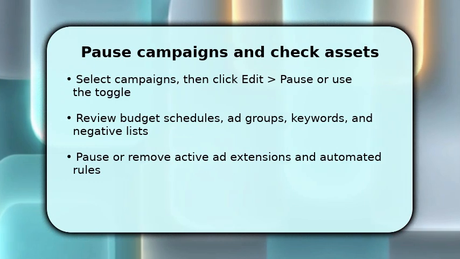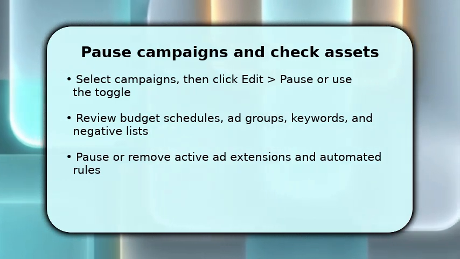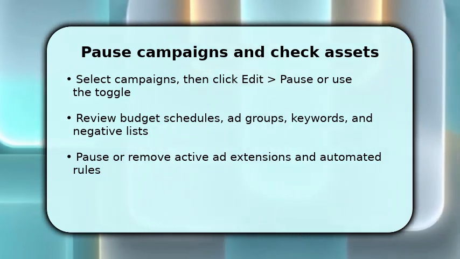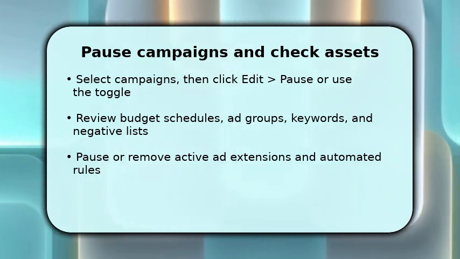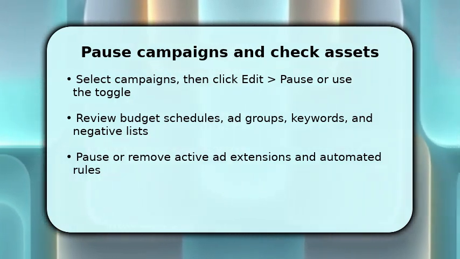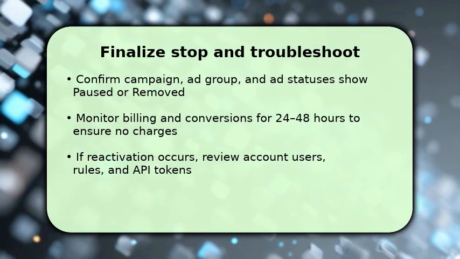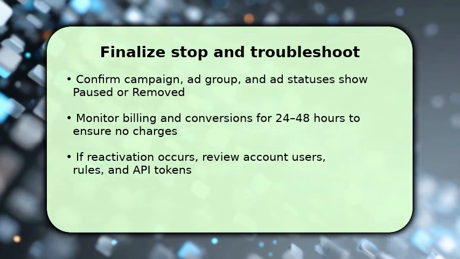Pausing at multiple levels ensures ads stay offline while you finish by confirming every level, campaign, ad group, and ad reflects paused or removed, and then monitor the account for 24 to 48 hours for any unexpected impressions or billing.